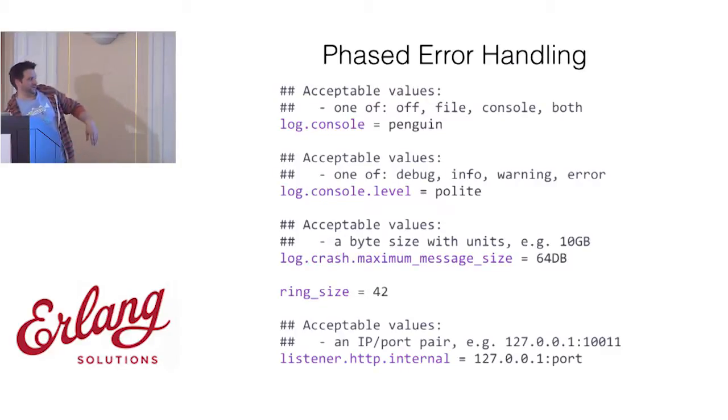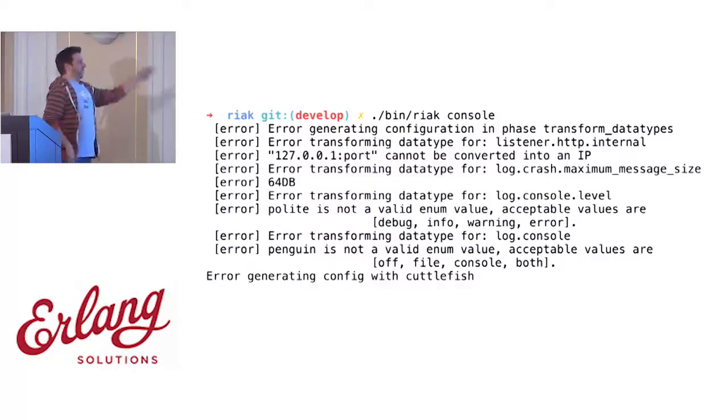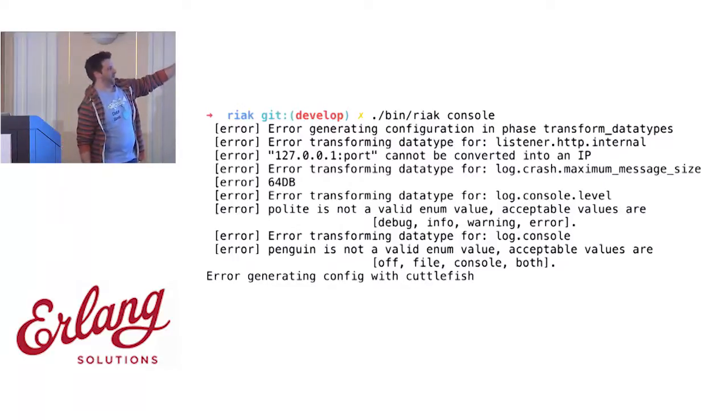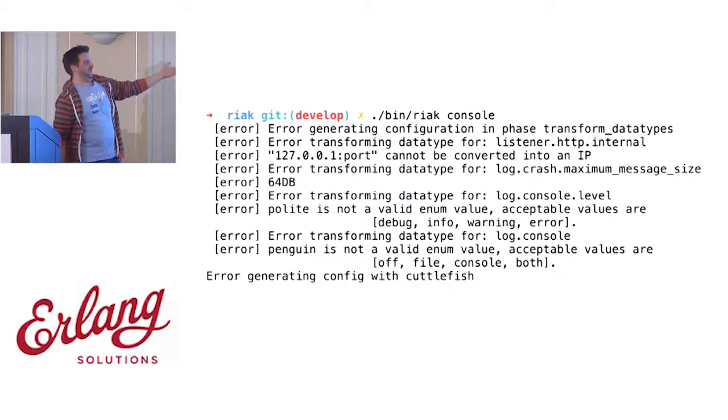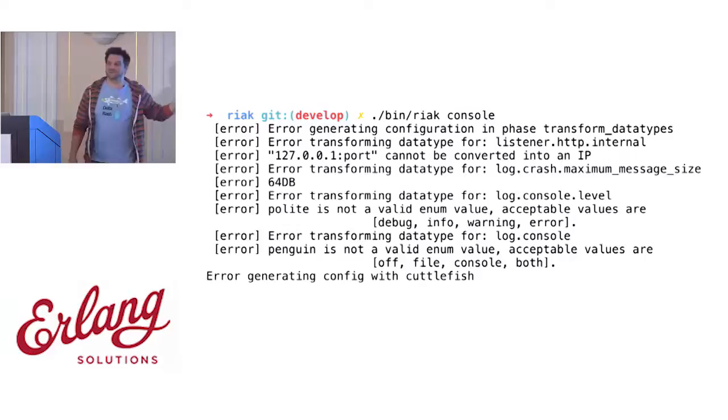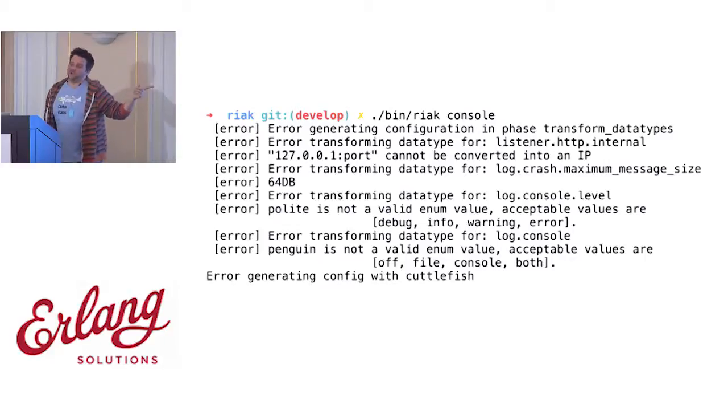And the ring size, 42 seems good. And, I don't know, just some port you should bind to. I don't care which one. Well, when I run that, I get a whole bunch of errors, all in the data type transformation phase. Now you'll notice here it says port can't be a word. Decabytes aren't a thing. Polite's not a valid enum value. Here they are. But you notice there's no log message about 42.